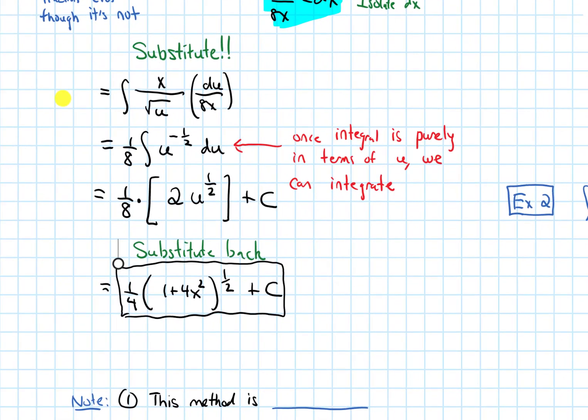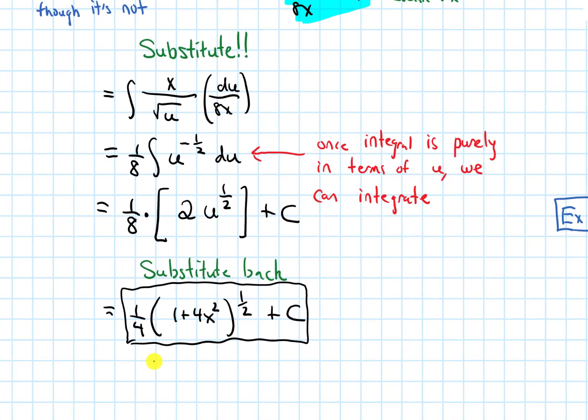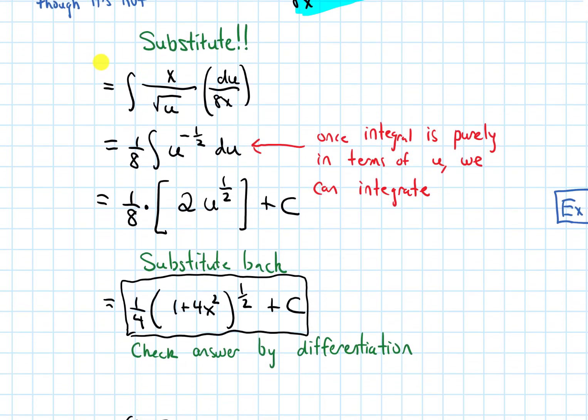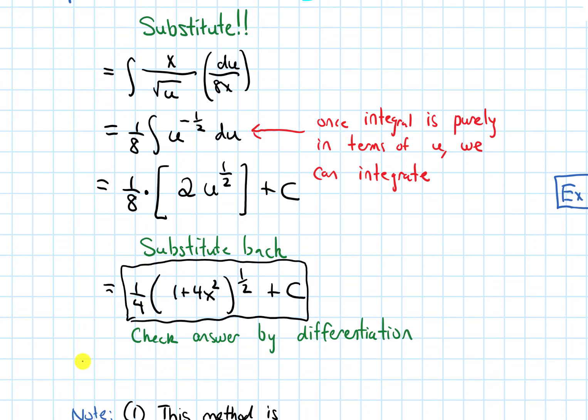Okay, well, let's check this. Let's check our answer by differentiating, by taking the derivative. We've seen that before. When you do an antiderivative, you can check that it's right by just taking the derivative and making sure that we get our original function. So let's take the derivative of this thing. We're going to take d dx of 1/4 times 1 plus 4x squared to the 1/2 plus c.